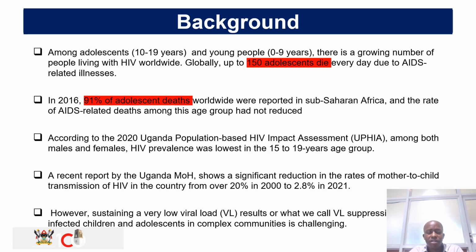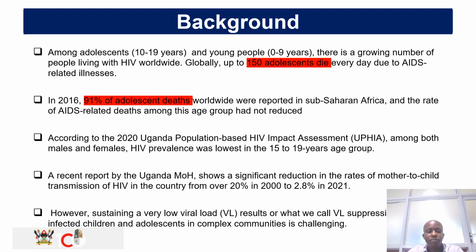Well, what's the background? According to the global standards, for adolescents 10 to 19 and young people 0 to 19, there is a growing number of people living with HIV in those particular age brackets. And of recent, we lost about 150 adolescents every day. They die of AIDS-related illnesses. In 2016, 91% of the adolescent deaths were recorded, and these were coming from sub-Saharan Africa.